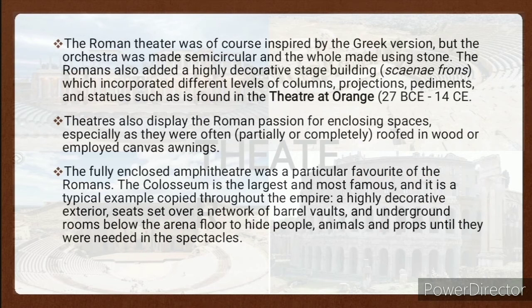Theaters also display the Roman passion for enclosing spaces, especially as they were often partially or completely roofed in wood or employed canvas awnings. The fully enclosed amphitheater was a particular favorite of the Romans. The Colosseum is the largest and most famous, and it's a typical example copied throughout the empire. A highly decorative exterior, seats set over a network of barrel vaults, and underground rooms below the arena floor to hide people, animals, and props until they were needed in the spectacles.